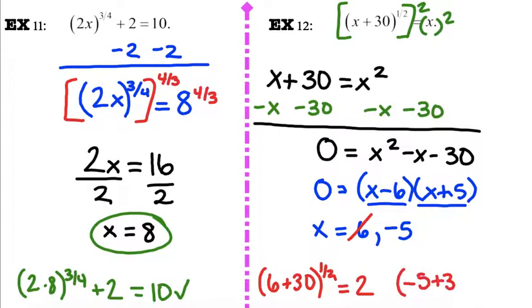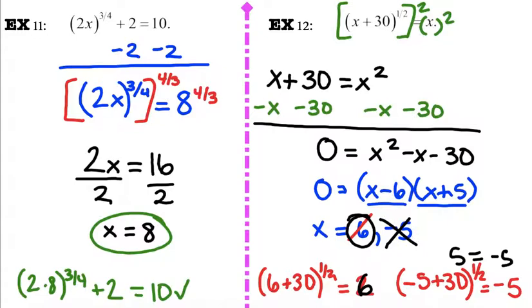-5 plus 30 is 25. 25 raised to the 1/2 is 5. And does that equal -5? Well, it does not. Actually, I have a typo. If you just realized that, this should have equaled 6. 6 plus 30 is 36, which is 6. So that one actually did work, but the negative 5 does not work. Sorry, people make errors.